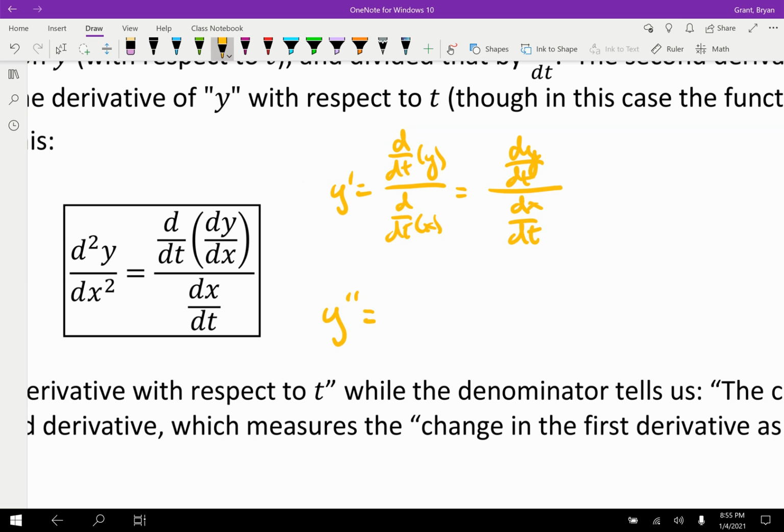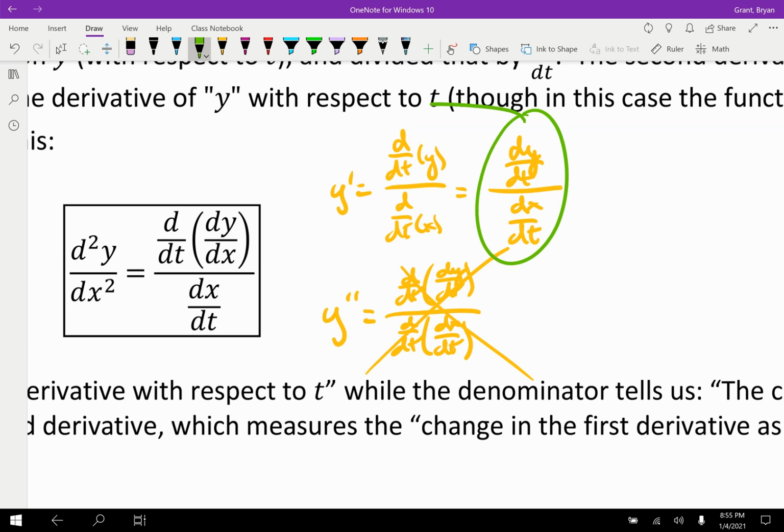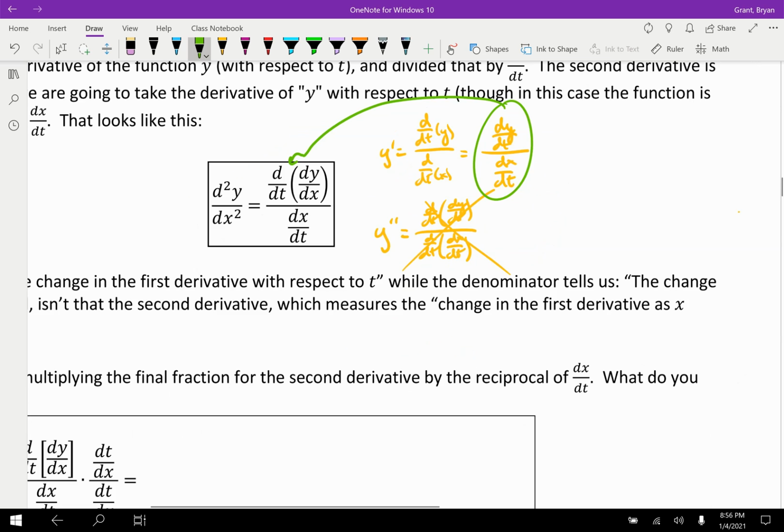You're like, oh, the second's going to be really easy. We're just going to do d dt of dy dt and then d dt of dx dt. That is not right. Instead, we are going to take our answer to the first derivative and take the derivative of that. And you're like, well, that's what I just said. And you're right, it kind of is, except then we're going to divide by dx dt, not d dt of dx dt, just by dx dt.